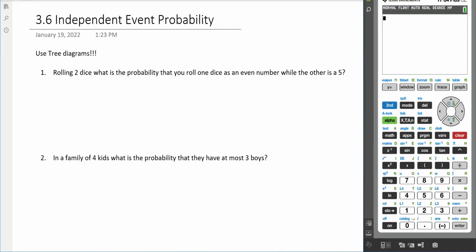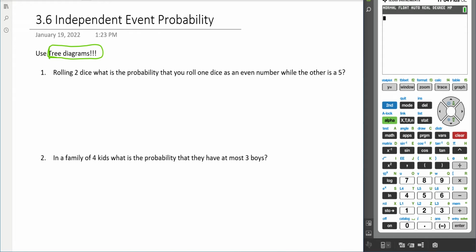Hello and welcome to my video, lesson 3.6 on independent event probability. My hint to you is, just like 3.5, you should be using tree diagrams. If you don't know what that is, maybe take a look at 3.5. Otherwise, you can also continue on with this lesson.